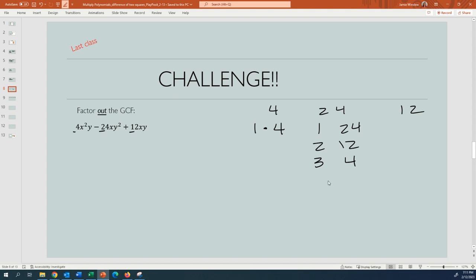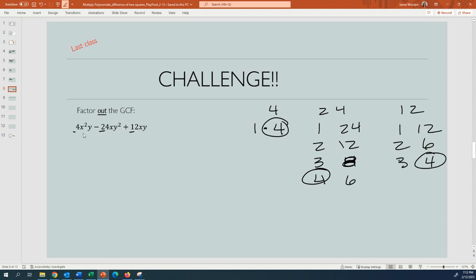3 times 4, I think that's it, right? And 12 is 1 times 12, 2 times 6, and 3 times 4. 4 is 1 times 4, 2 times 2. And 24 is 3 times 8, and then 4 times 6. Anything else? Nope. Okay. Now you're looking for the largest number or factor that all three of these have in common. I forgot 3 and 4. What am I doing? Oh, so it looks like it's 4. Even though 24 and 12 have a lot, only 4 shares the 4.